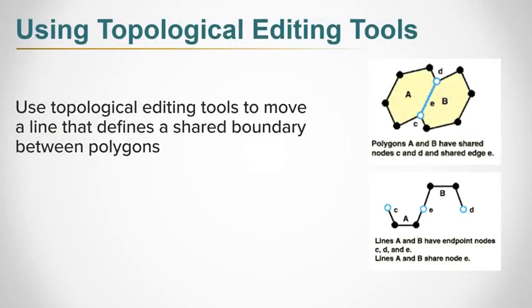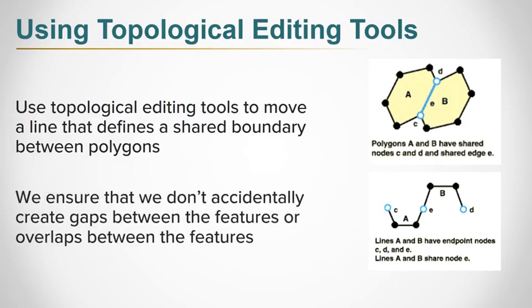I showed one basic way that tools can help us when we learned how to create and edit features, by using the topological editing tools to move a line that defines a shared boundary between polygons. We can make sure that we don't accidentally create gaps between the features or overlaps between the features by moving the line twice. These are two common topological errors.